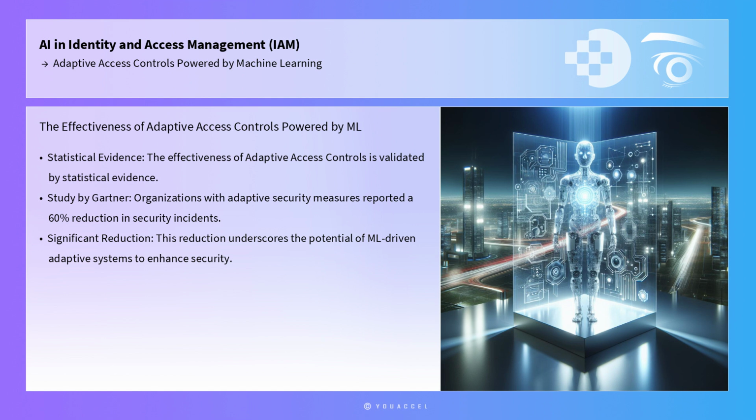The effectiveness of adaptive access controls powered by ML is further validated by statistical evidence. According to a study by Gartner, organizations that deployed adaptive security measures reported a 60% reduction in security incidents compared to those using traditional IAM systems. This significant reduction underscores the potential of ML-driven adaptive systems to enhance security while providing a seamless user experience.